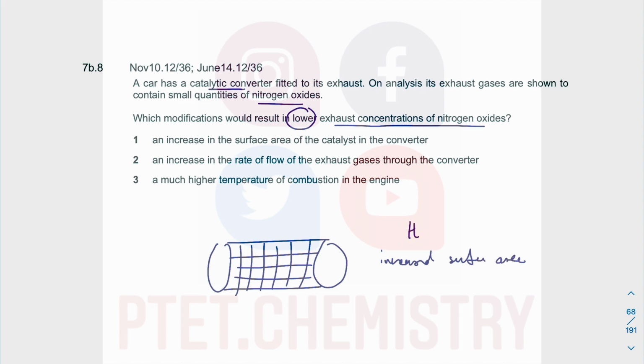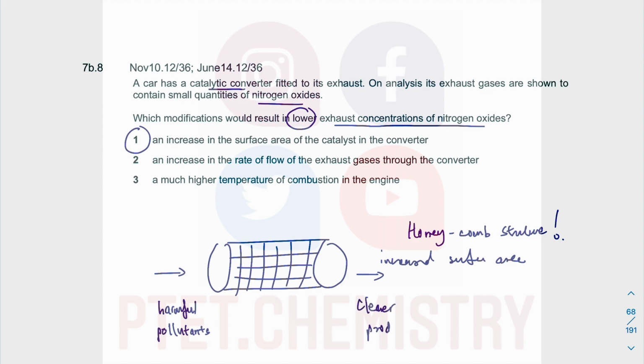Okay, so these are engineering design. If you're into engineering kind of thing, you will have known about this kind of modification. So 1 I can tell is definitely correct. As a result of this honeycomb structure, we really want the increase in surface area. These things enter as gases and they go out as cleaner gases. So harmful pollutants, things you don't want to just go into the atmosphere, and I say cleaner product, okay?